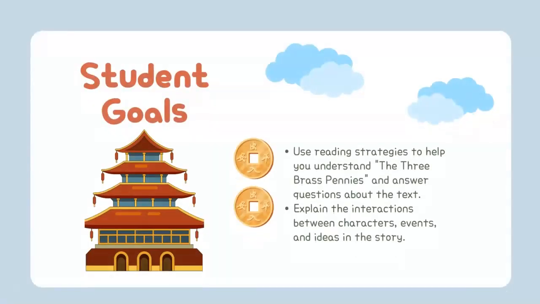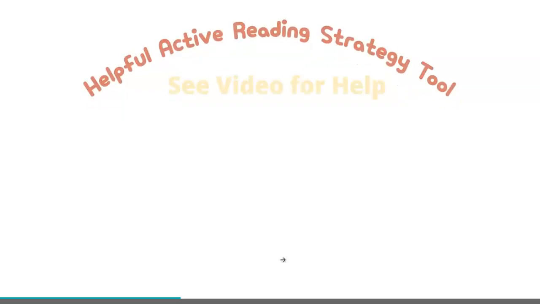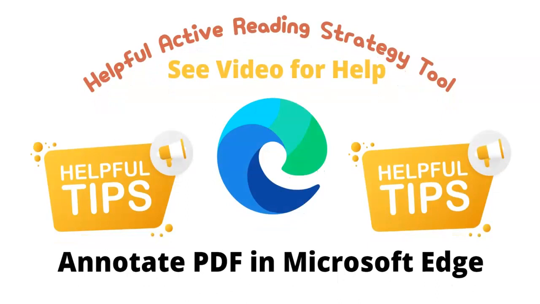The student goals for this lesson are to use reading strategies to help you understand The Three Brass Pennies and answer questions about the text. The goal is also to be able to explain the interactions between characters, events, and ideas in the story. I highly suggest downloading the student guide found in the lesson introduction pages within Lesson 1.03 for help. There's also a helpful active reading strategy tool that I shared in the Week 1 announcement. See the video for help; it teaches you how to annotate PDFs in Microsoft Edge.